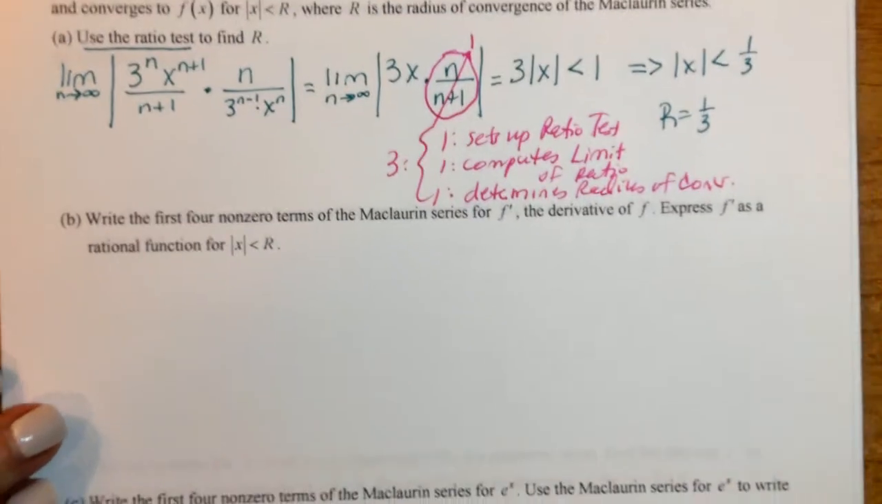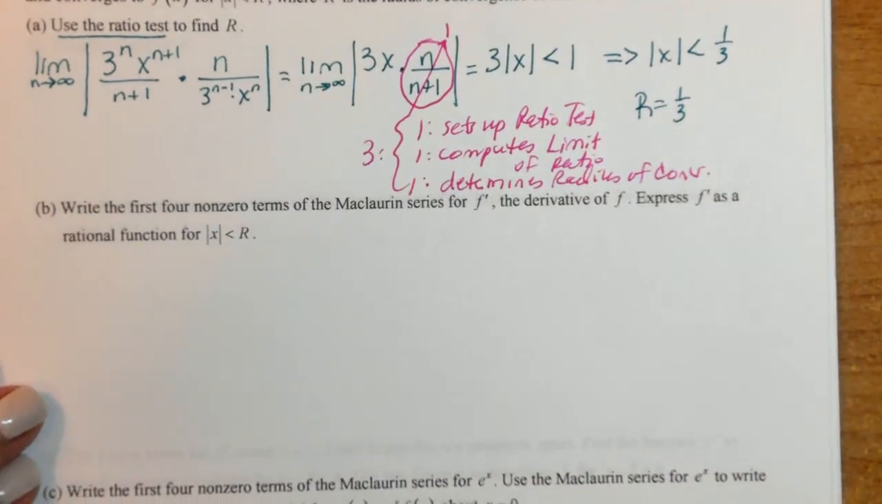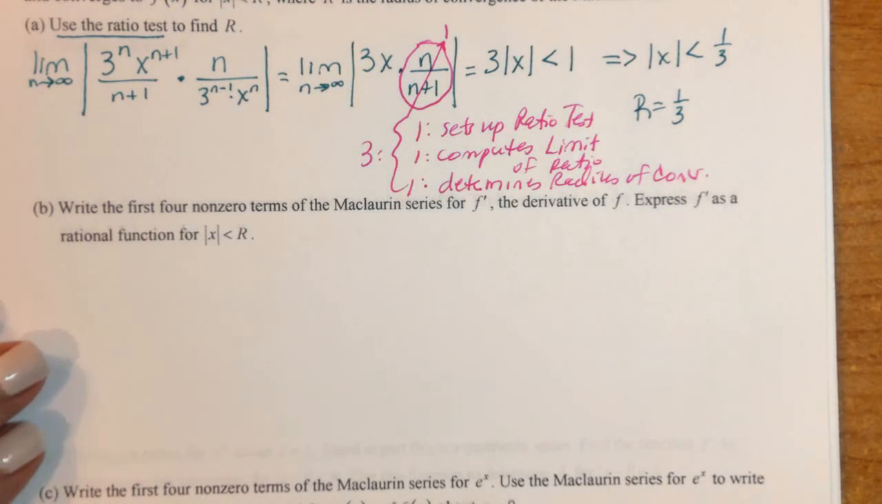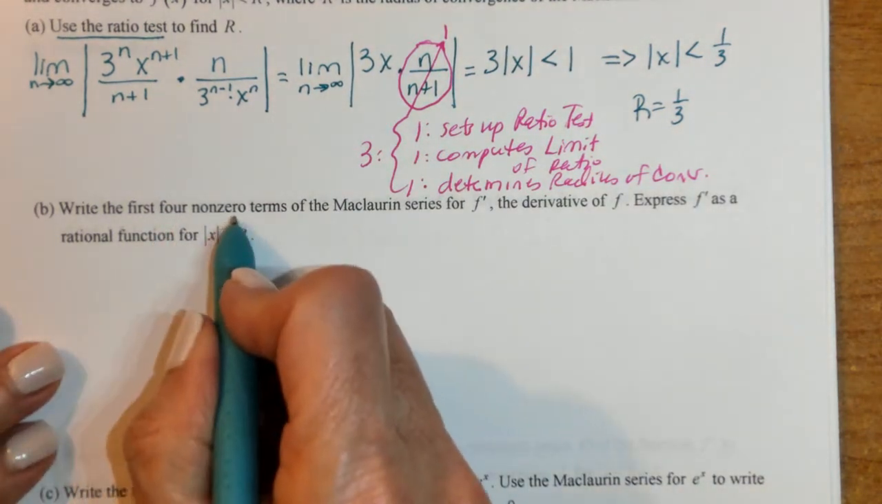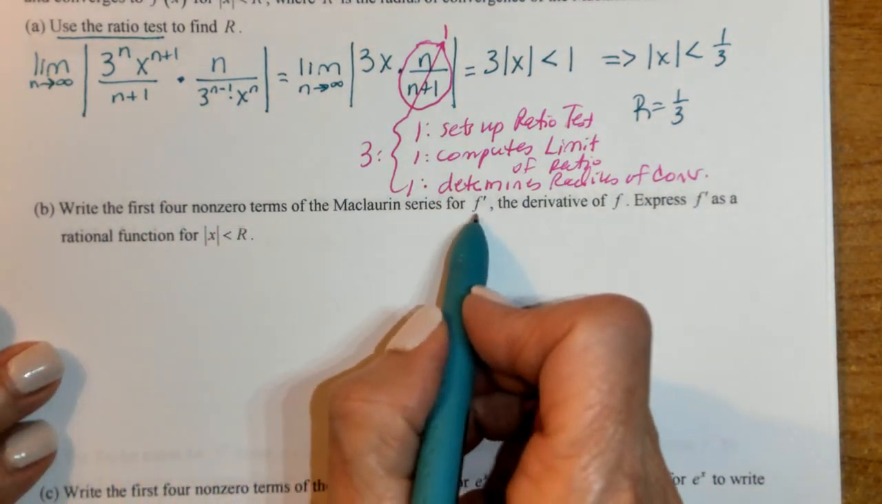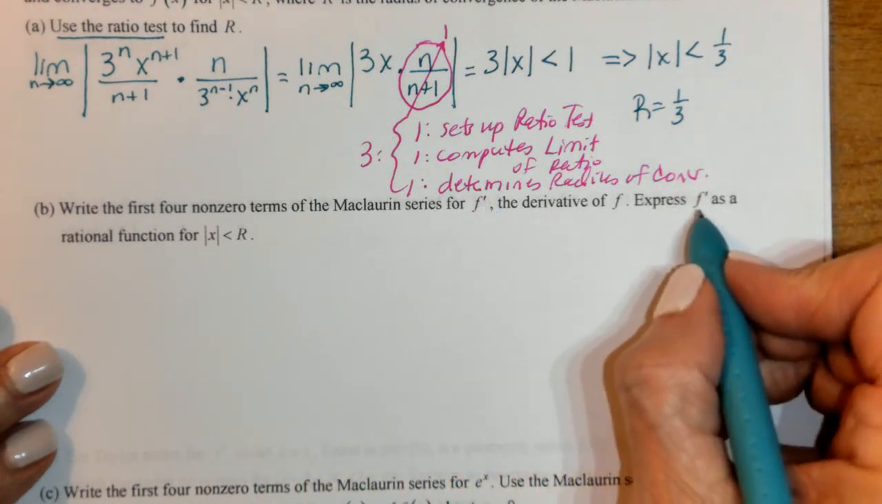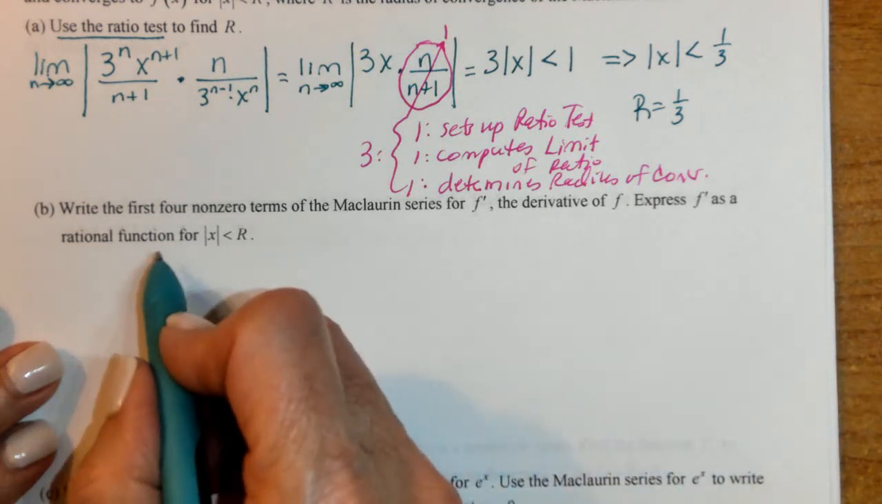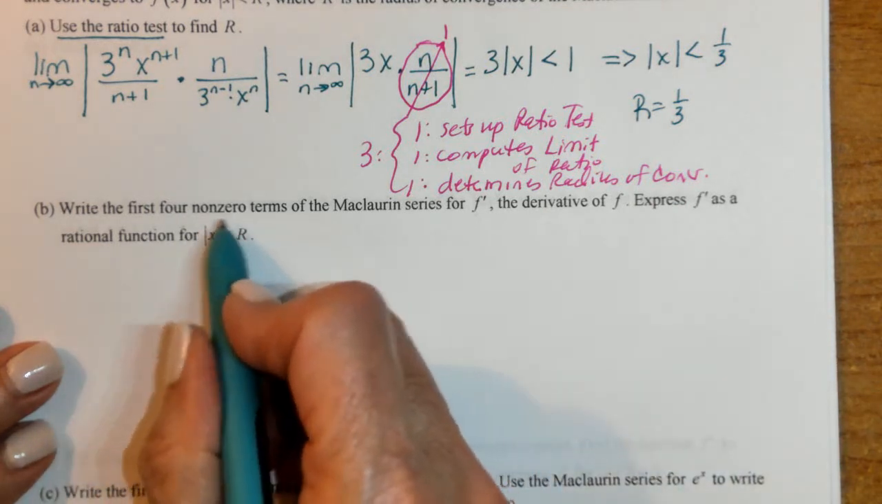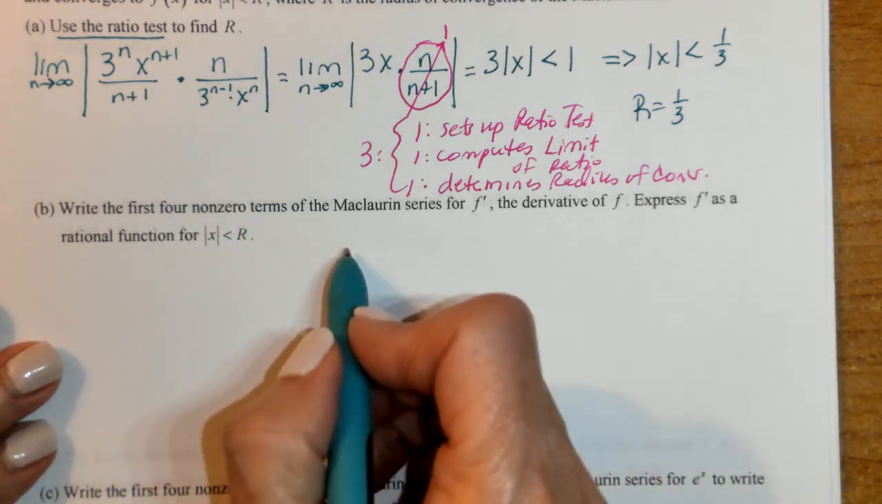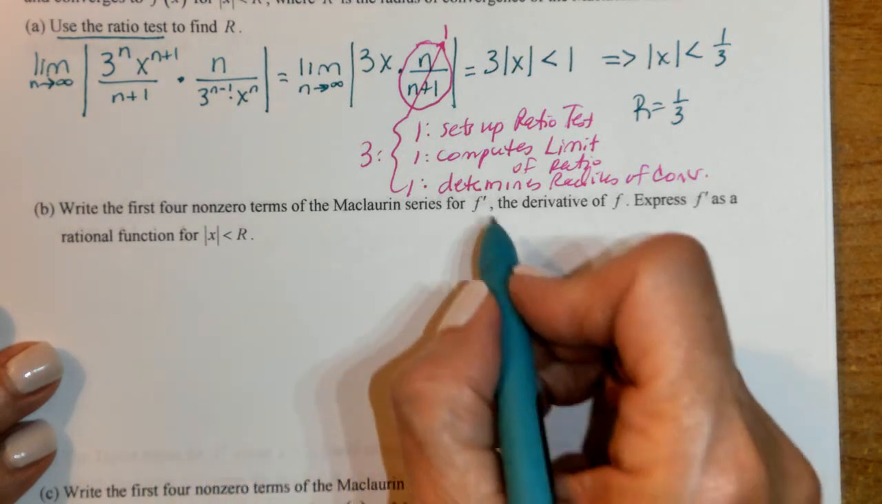Okay, part B. Write the first 4 non-zero terms of the Maclaurin series for f prime, the derivative of f, and then express f prime as a rational function for the absolute value of x less than r. Let's see where we go here.